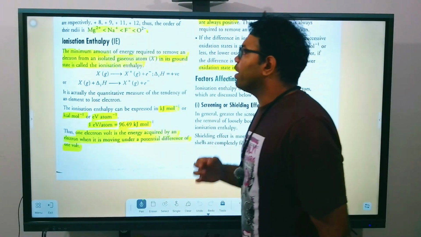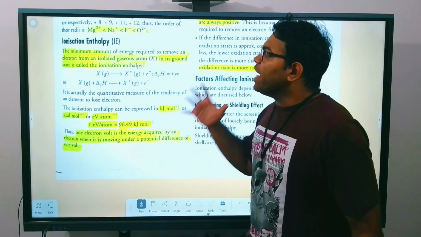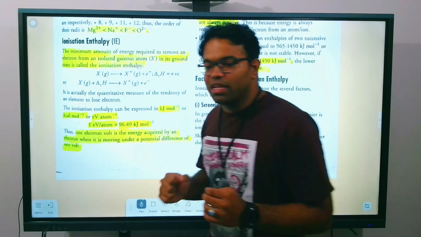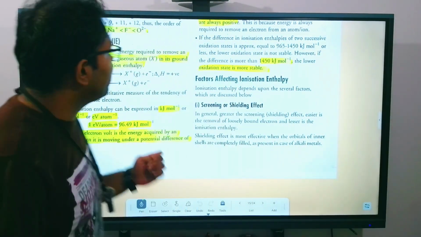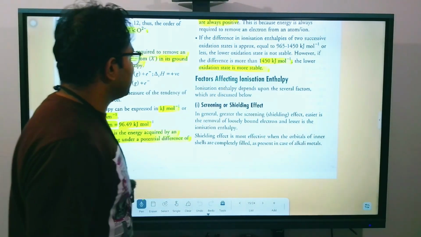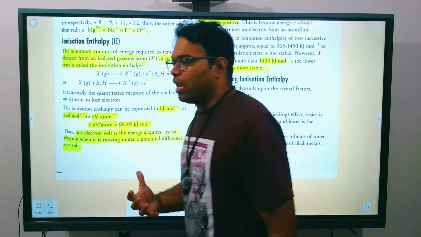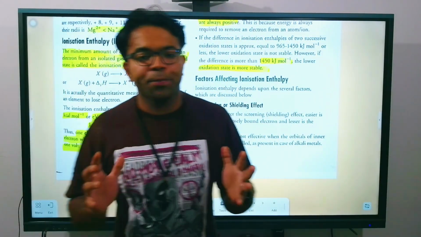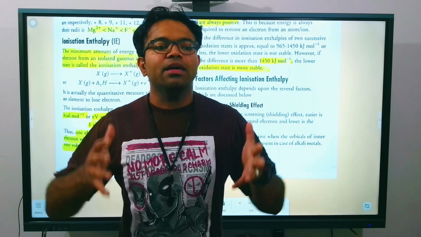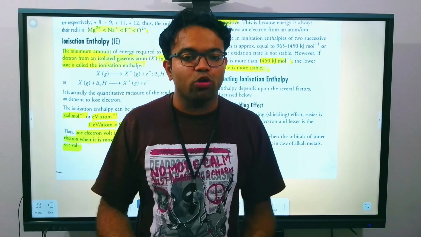The minimum amount of energy required to remove an electron from an isolated gaseous atom in its ground state is known as ionization enthalpy. That is, you have an element X and it becomes X plus plus electron minus. That is, it gives out a positive ionization enthalpy. Like basically, H is what? H is the thermodynamic enthalpy, the heat that is getting released outwards.